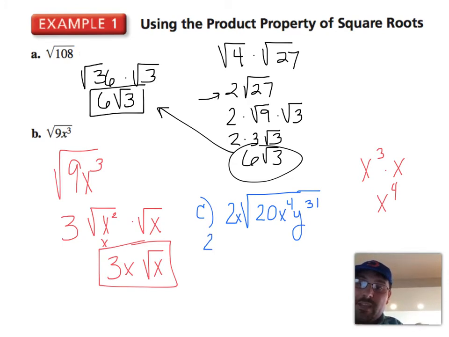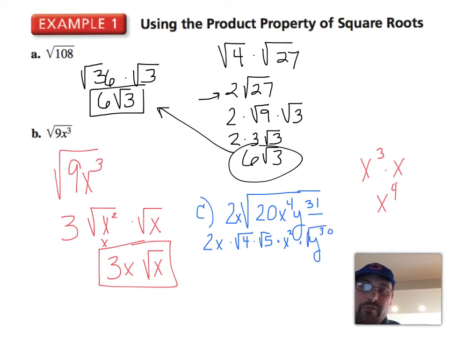The 2x stays there. Root 20 can be broken down into root 4 multiplied by root 5. Why not 10 and 2? Because those are not perfect squares. X to the fourth. It's even. I'm done. The square root of x to the fourth is x squared. Now, this is odd, so I have to subtract 1, so that's going to be the square root of y to the 30th multiplied by the square root of y.